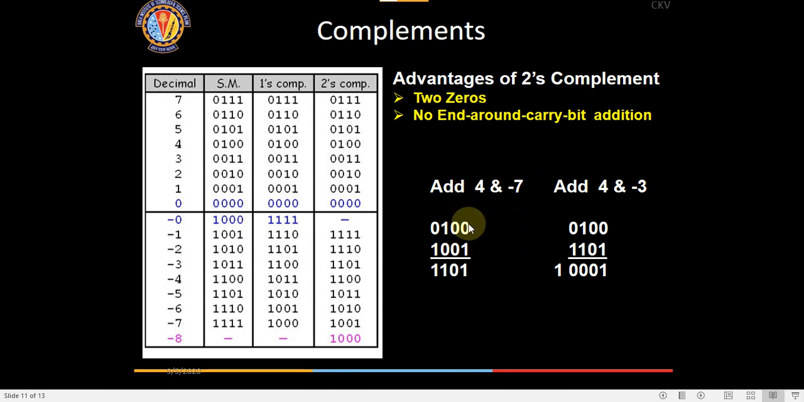Once it is specified, it's a 4-bit 2's complement computer. If I say it is a 4-bit unsigned computer, then the numbers it will handle will be from 0 to 15. If I say it is a 4-bit 2's complement computer, then the numbers it can handle will be from +7 to -8.